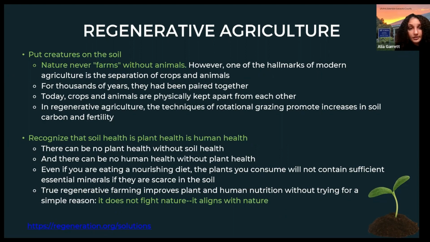So we want to recognize that soil health is planet health is human health. So there can be no planet health without soil health, and there can be no human health without planet health. So even if you are eating a nutritious, nourishing diet, the plants you consume will not contain sufficient essential minerals if they are scarce in the soil. So true regenerative farming improves plant health and human nutrition without trying, for a simple reason. It does not fight nature, it aligns with nature.